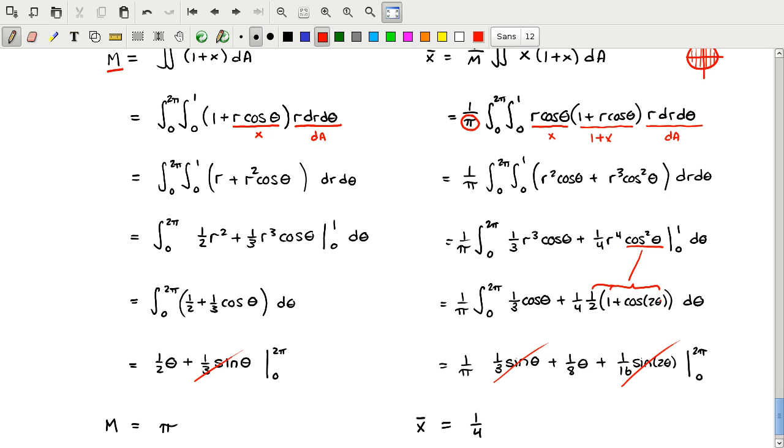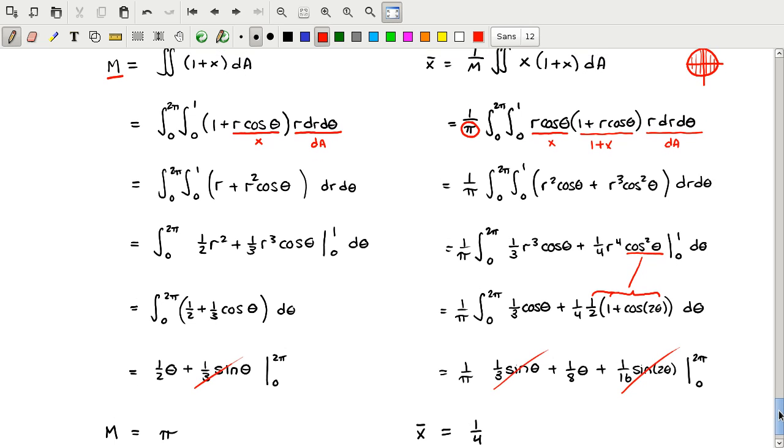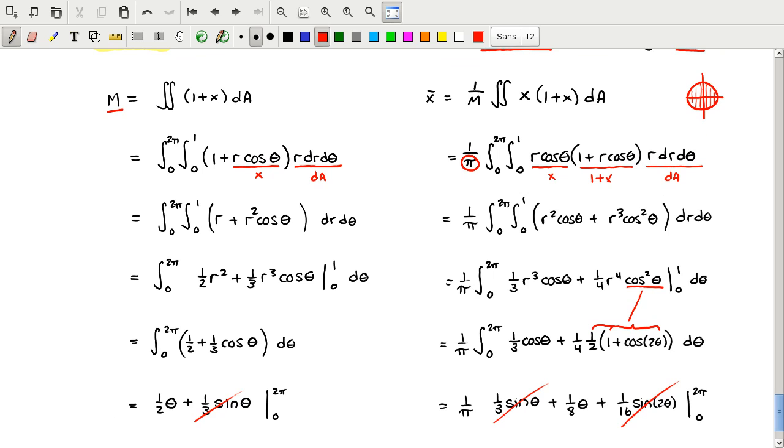When we integrate cosine 2 theta, we get a half sine 2 theta, so we get a 16th sine of 2 theta. Again, sine of 0 is 0, sine of 2 pi is 0, and sine of 4 pi is 0. So we get no contribution from these sine terms and are left with simply 1/8 theta. That becomes pi over 4, and we divide by the mass to get 1/4. So indeed, the center of mass of this circle with more density over on the right-hand side is slightly to the right of the origin.